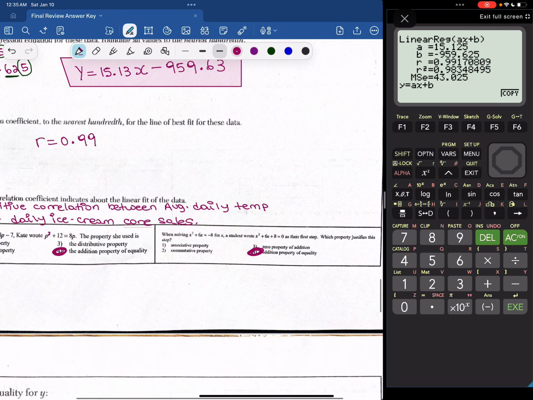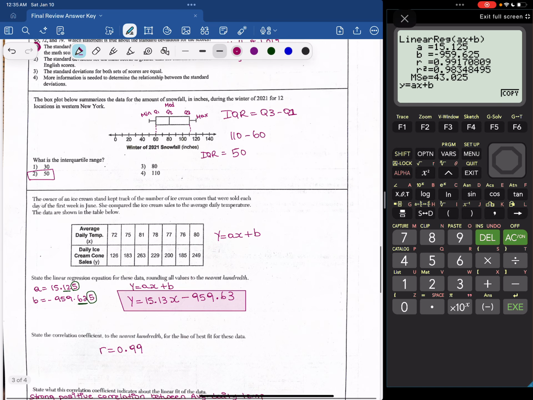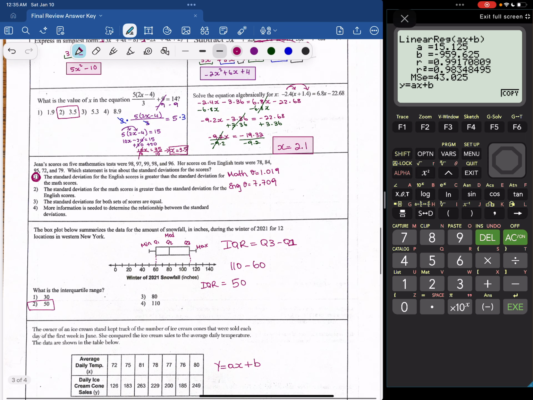All right, cool. That's all there is for that question. That's all there is for the first page.